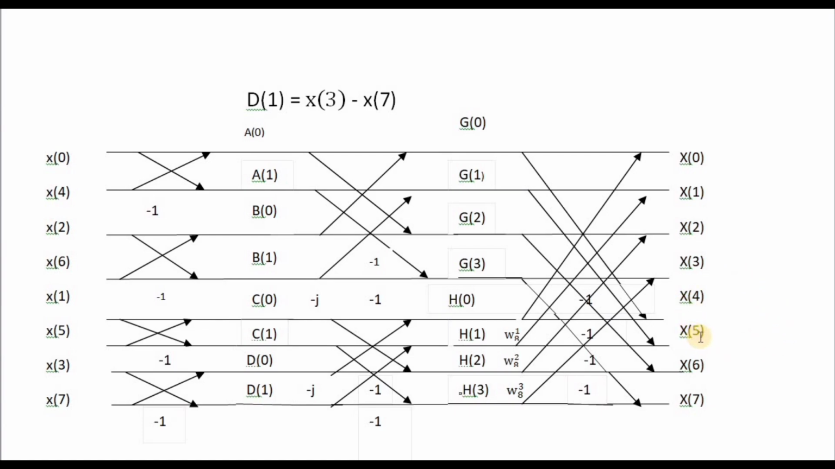So what is x of 5? X of 5 is h of 1, w8 of 1 minus, so you have to multiply all the three values, plus g of 1. So this is how the butterfly diagram is drawn.